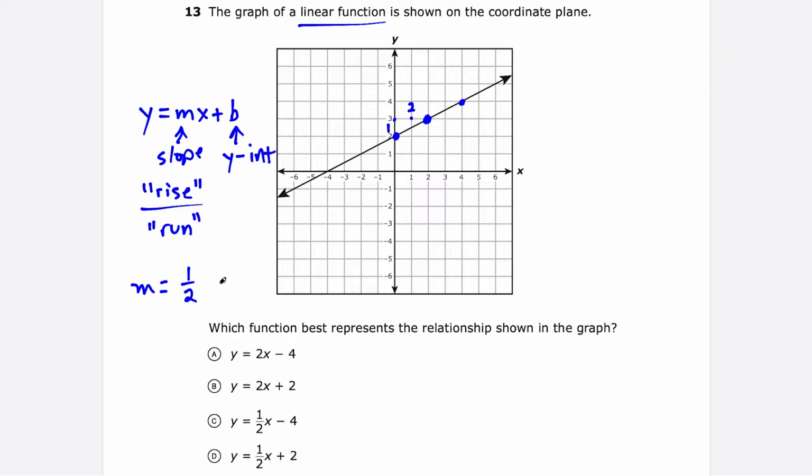And now the b value, that's our y-intercept. The line hits the y-axis at y equals 2, so our b value is equal to 2. And now I could just plug into the formula. We're going to have y equals 1/2 x, and then I have plus 2. And this is going to match up with choice D.